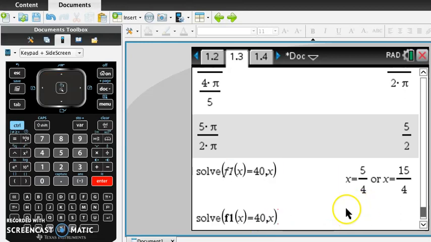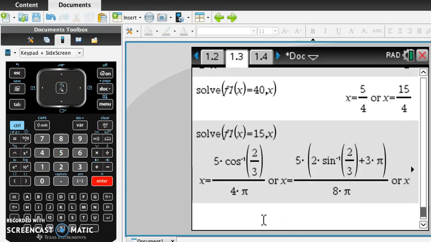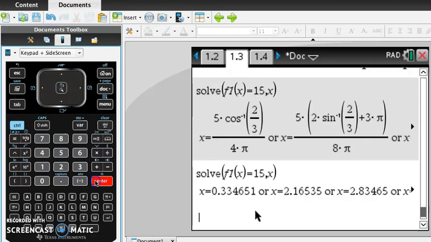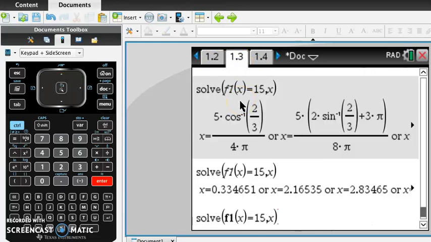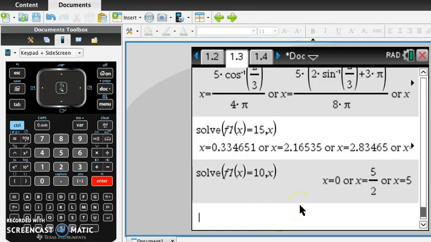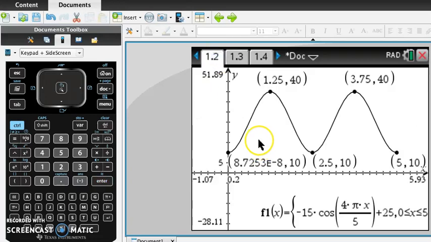My minimum value was at 15, I think. Control enter. Maybe it wasn't at 15. What were the minimum values at? Oh, 10. So let's go back up. 10. Okay, and there's my minimum value. So we can use our solve feature as well. So we're going to put that into the graph. My average value is the halfway mark, so it's between 10 and 40, so half of that is 25. So there's my halfway mark.